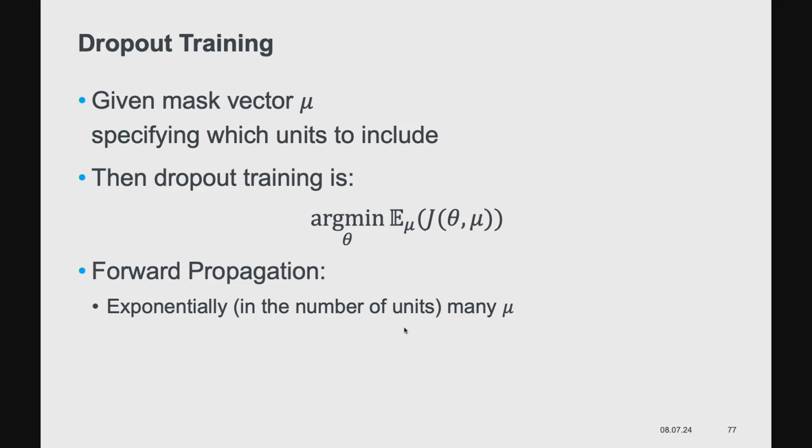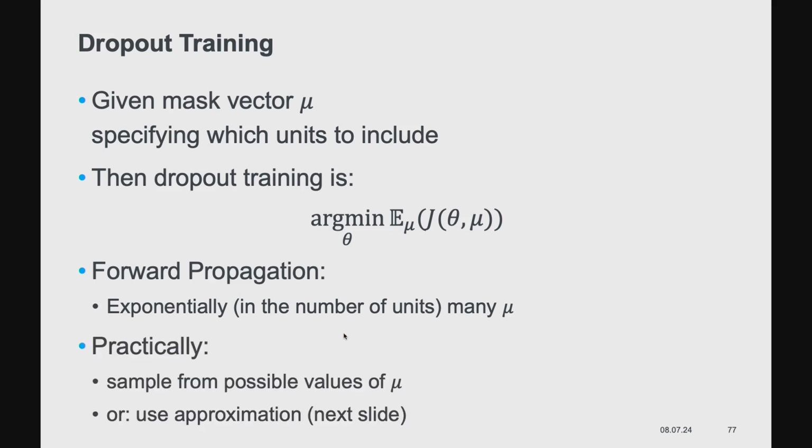So forward propagation, I mean, you cannot really solve this completely. All that you can do is sample. So you sample from this space of masking vectors in order to compute this term. So maybe you sample and say I use 100 masking vectors, but there are 2 to the power 1,000 many masking vectors in the real world.